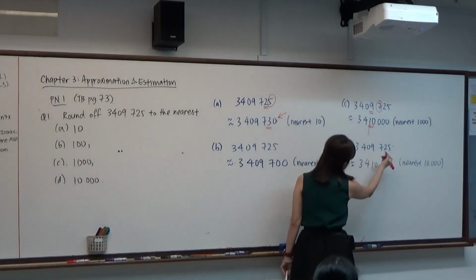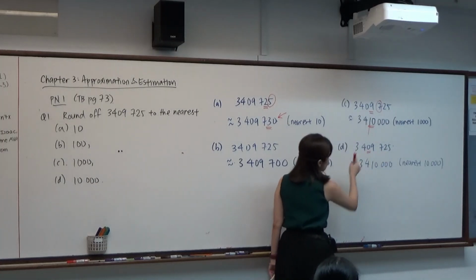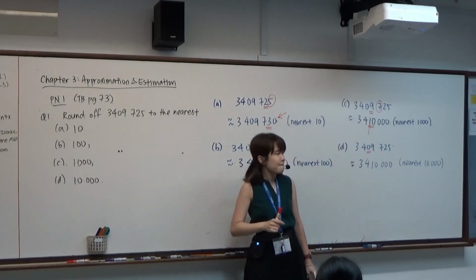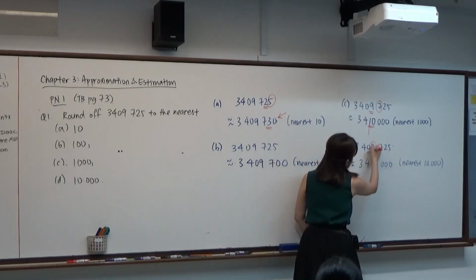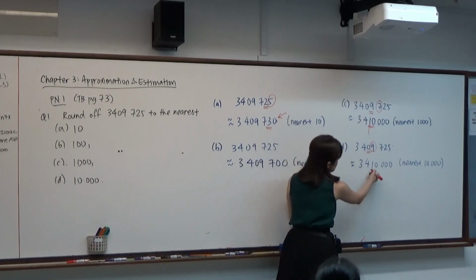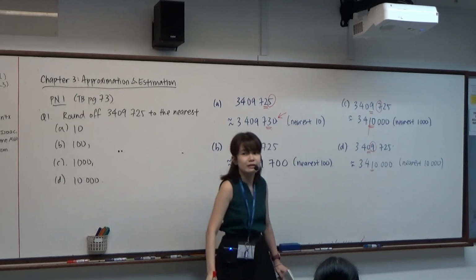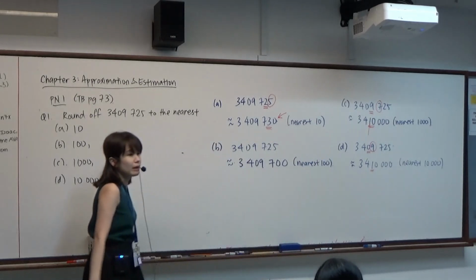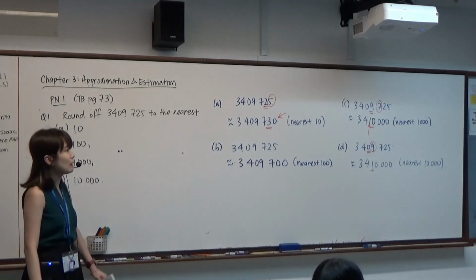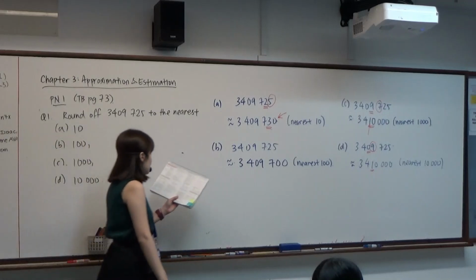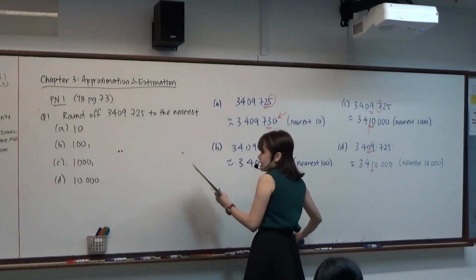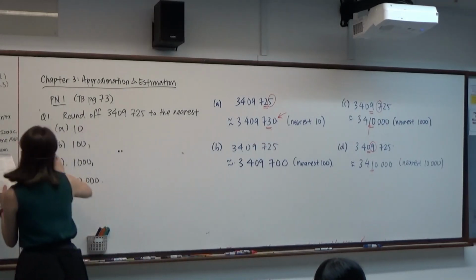The 10,000 place is over here, this digit 0. Look at number 9, we have to round up, so that's why it ends up becoming a 1 over here. I hope that we are clear about how we go about rounding whole numbers. Next we look at rounding off decimal numbers.